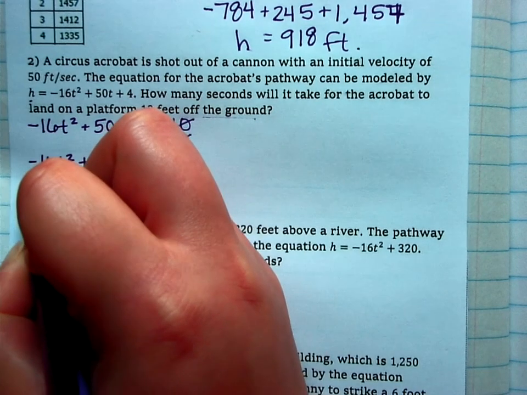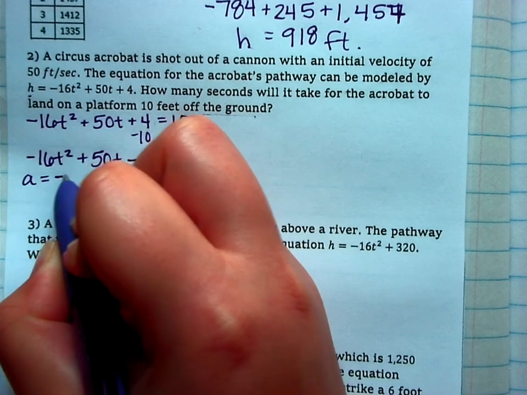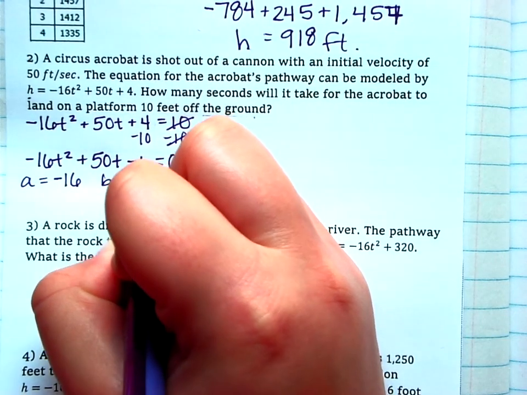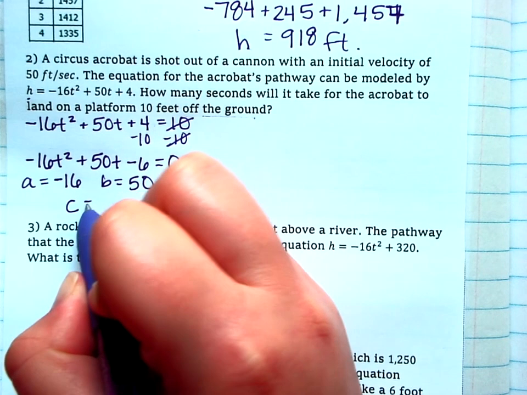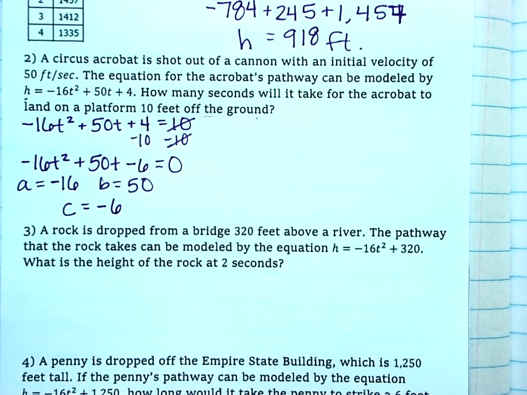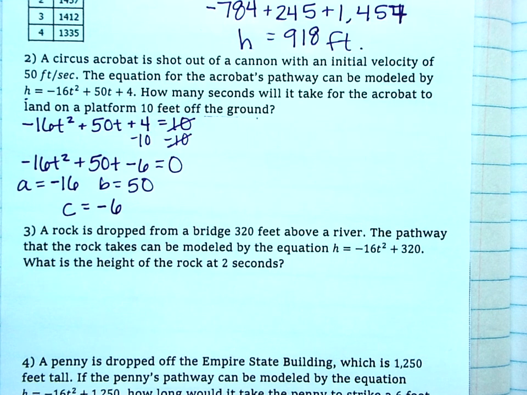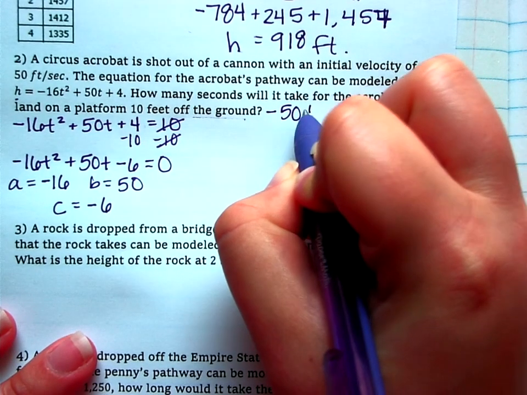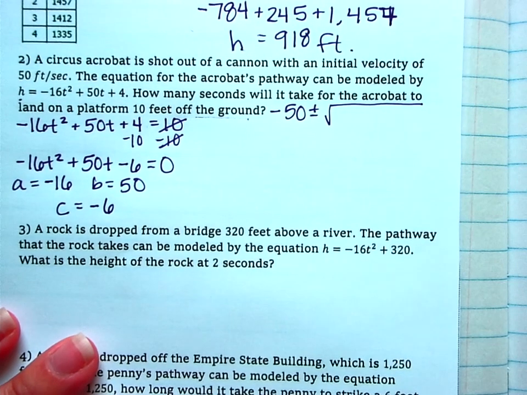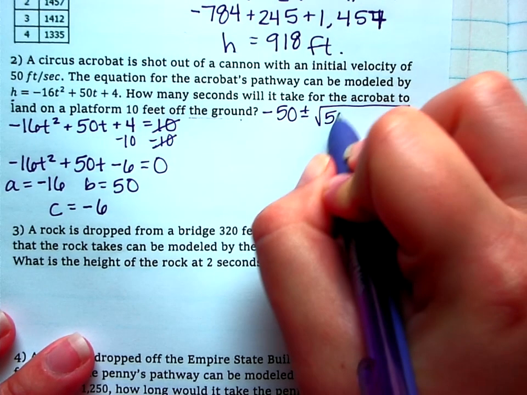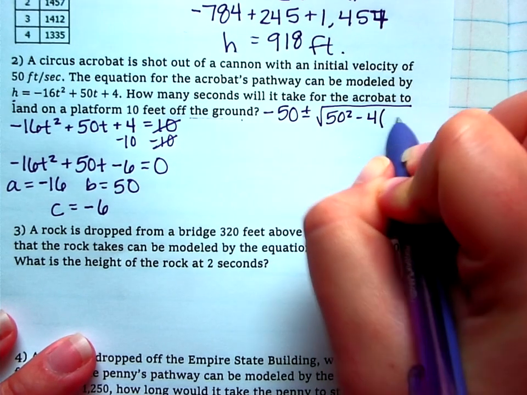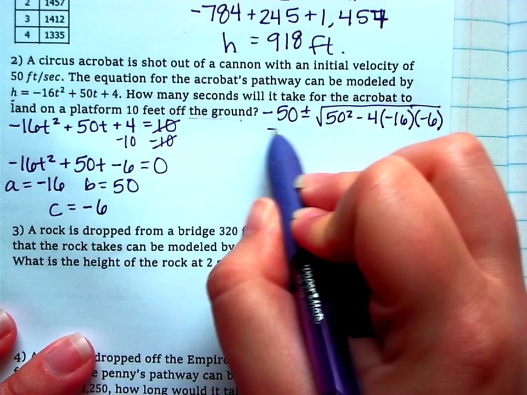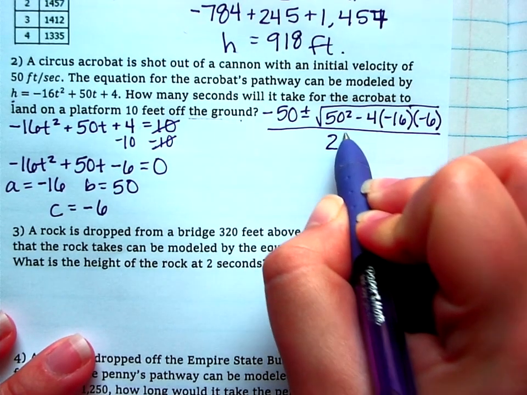So let's identify A, B, and C. A is negative 16. B is positive 50. And C is negative 6. So let's plug those into the quadratic formula. We need to do the opposite of B, plus or minus the square root of B squared minus 4 times A times C, all over 2A, 2 times negative 16.